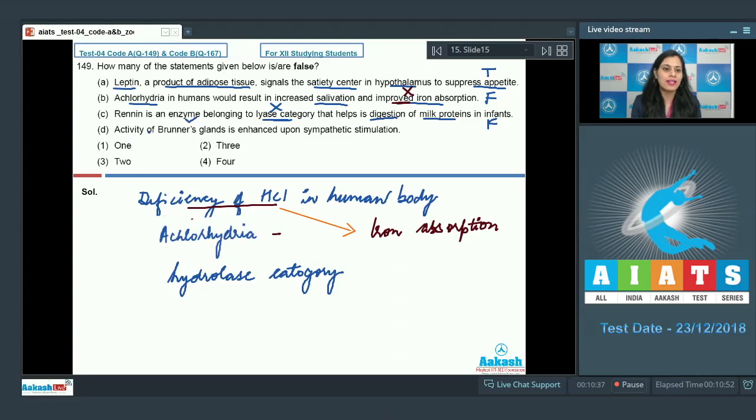The last statement given is activity of Brunner's glands is enhanced upon sympathetic stimulation, and this is also an incorrect statement or a false statement because the activity of Brunner's glands is enhanced upon parasympathetic stimulation rather than sympathetic stimulation. So out of the given statements, 3 statements are false. So the correct answer for this question is option number 2. Now let's discuss our next question.